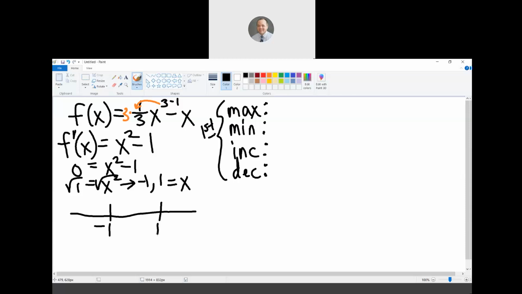Now, our critical points split our number line into 3 separate intervals. So we need to test everything less than -1. We need to test everything between -1 and 1. And we need to test the interval greater than 1. That means we need 3 test points.